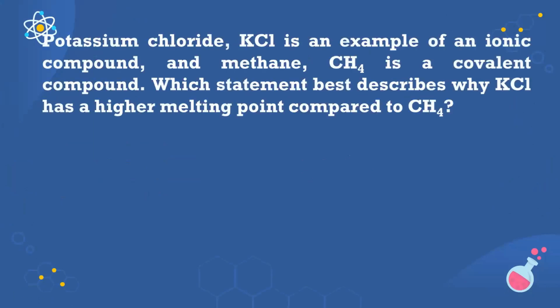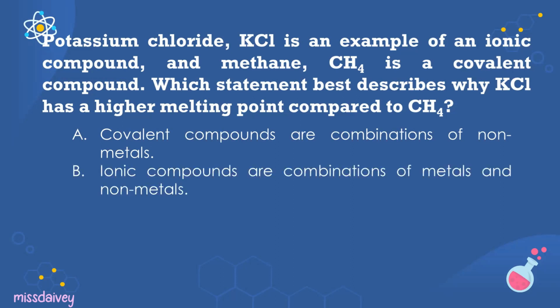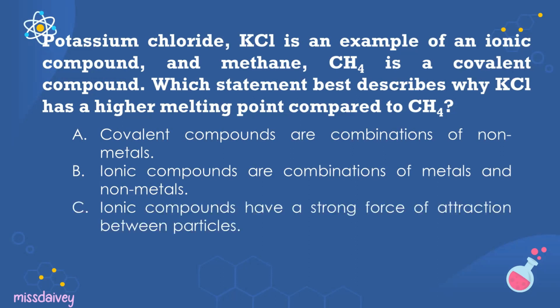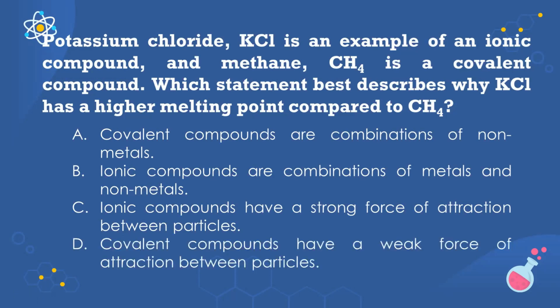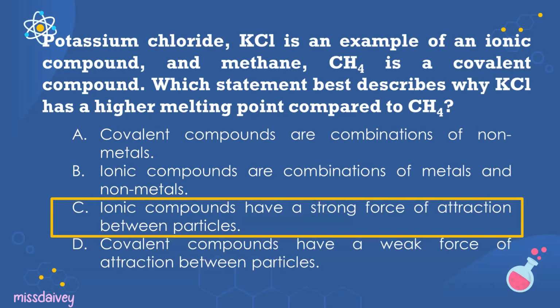Potassium chloride, KCl, is an example of an ionic compound, and methane, CH4, is a covalent compound. Which statement best describes why KCl has a higher melting point compared to CH4? A. Covalent compounds are combinations of nonmetals. B. Ionic compounds are combinations of metals and nonmetals. C. Ionic compounds have a strong force of attraction between particles. Or D. Covalent compounds have a weak force of attraction between particles. The correct answer is letter C. Ionic compounds have a strong force of attraction between particles.